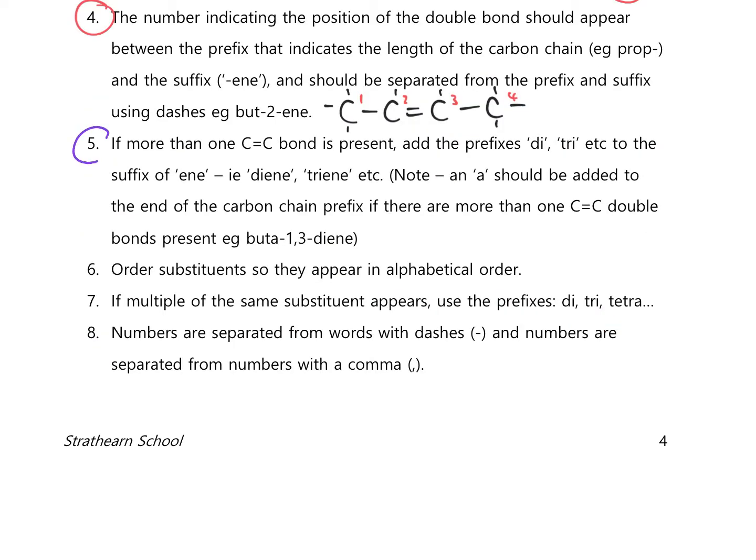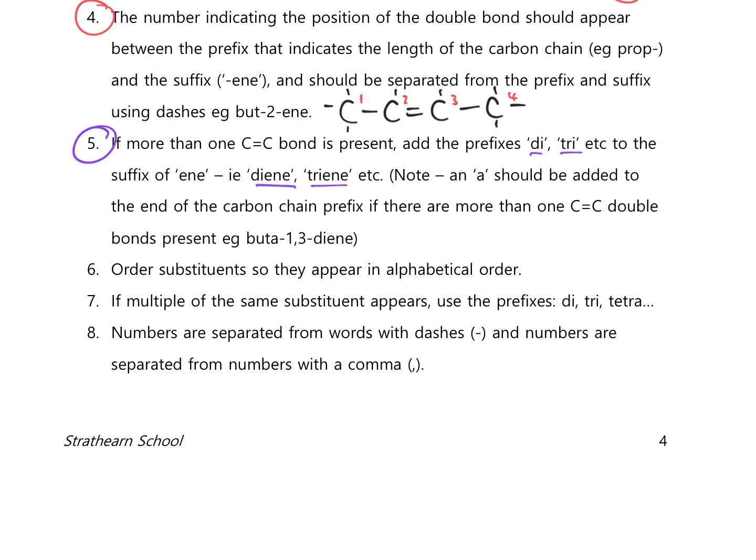Rule number 5 then, which I'll circle in a different colour, I'll circle in purple, because this is a bit different. It says if more than one carbon-carbon double bond is present, we add the prefixes di, tri, tetra, etc. to the suffix of ine. For example, if we had 2 carbon-carbon double bonds, it would be di-ine. If there were 3 carbon-carbon double bonds, it would be tri-ine.